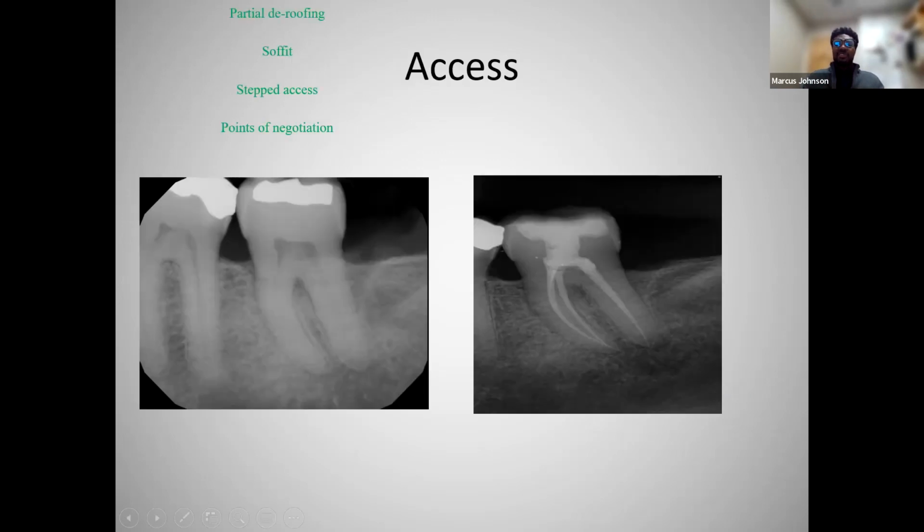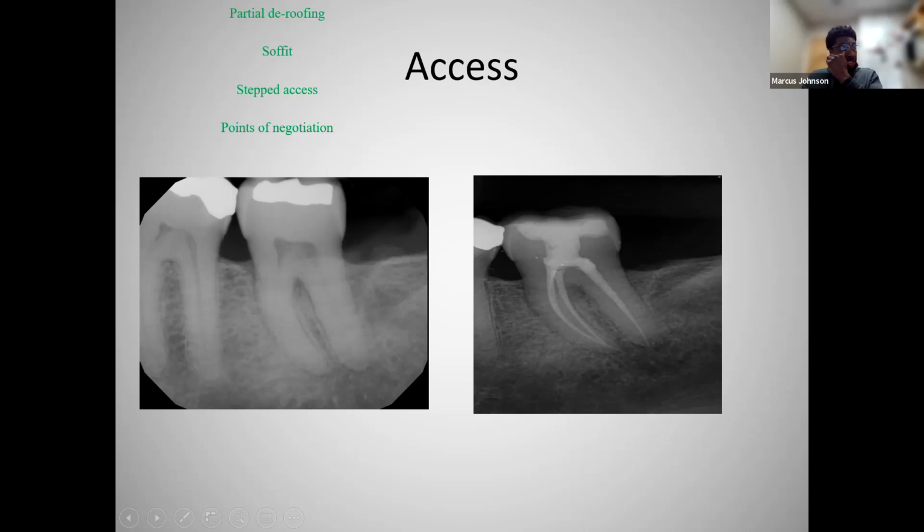So this is going to be a soffit or a stepped access, okay? Traditionally, if I saw this old amalgam restoration, I would go right here and just go right down and disregard all of this dentin right here. That's how I used to cut my access. And again, there's probably nothing wrong with that. It's going to give a crown.